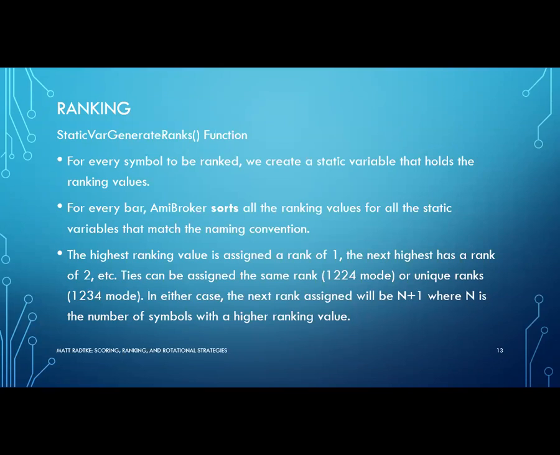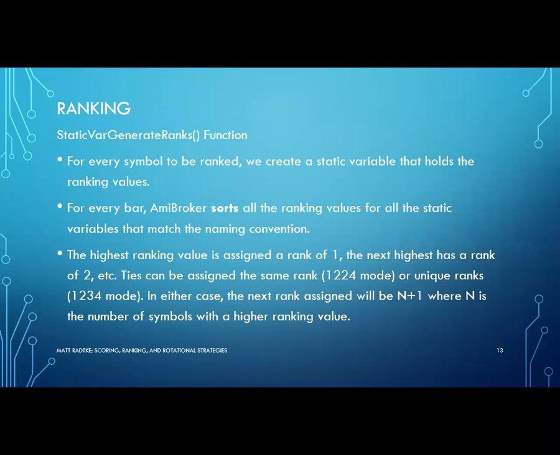And the reason that they need to be named in that very specific fashion is so that later on when we tell AmiBroker to find them all, it can find all the static variables that start with a specific substring that we've told it to recognize. So we create this static variable for every symbol in our watch list or our universe or our index, whatever the case may be. And then for every bar, AmiBroker is going to sort all of those ranking values, let's say all those RSI values, for all the static variables that match the naming convention. And we'll see an example of this in a minute. My next slide is looking at some AFL code that does this.